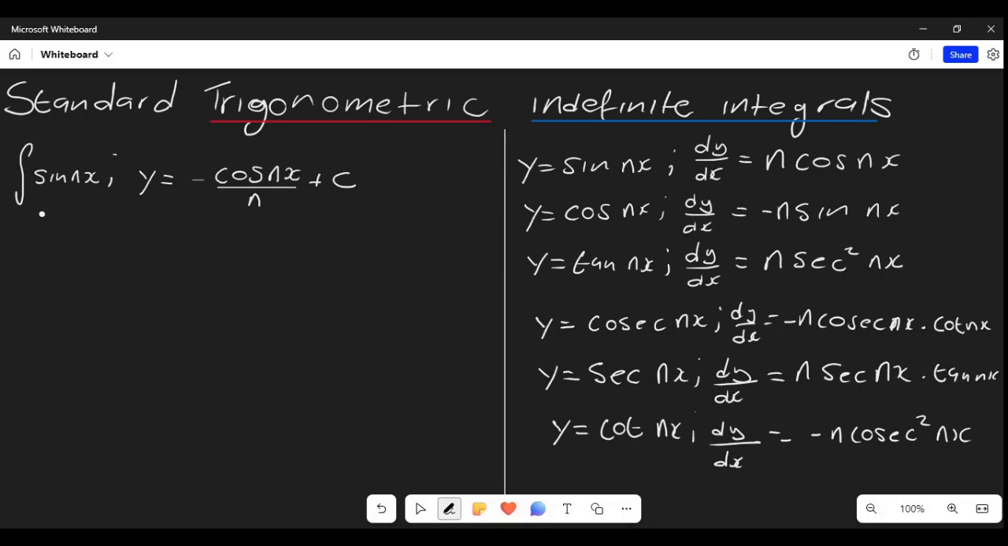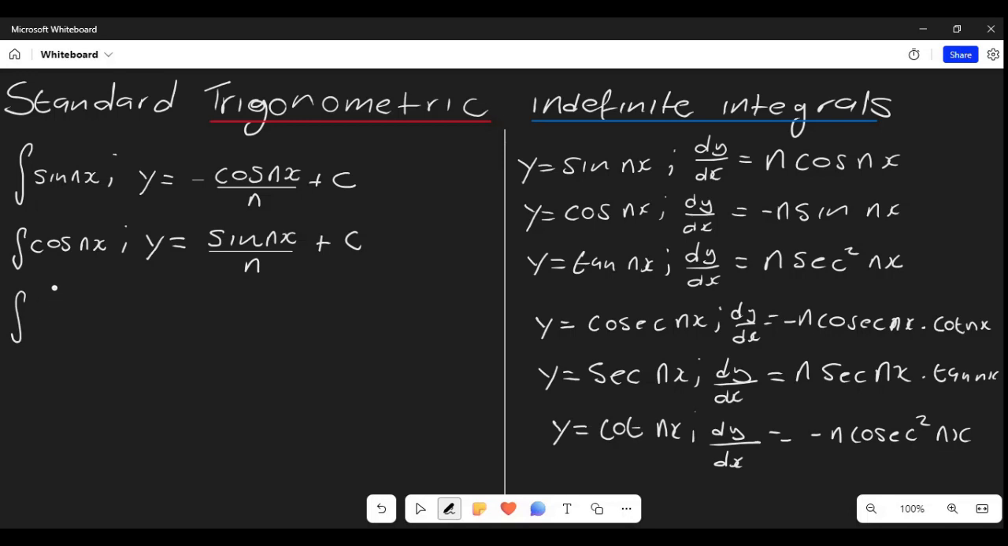What about the integral of cos nx? It's going to be, funny enough, positive. So it's going to be positive sin nx over n plus c.